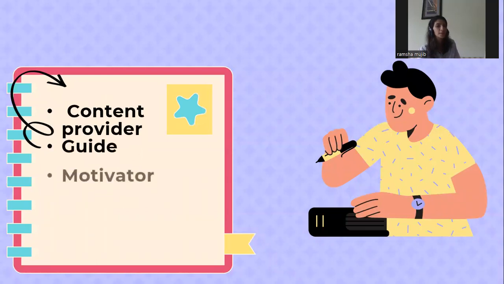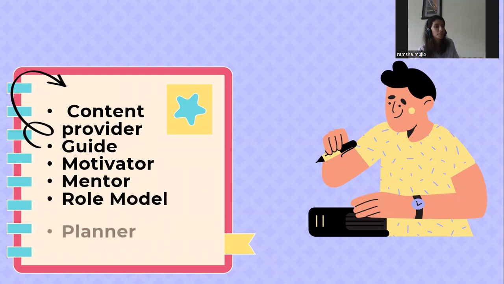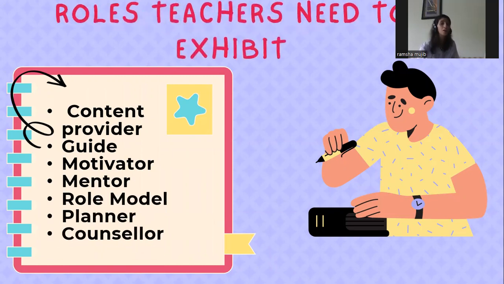So, what are the roles the teacher has to provide? You see, long time back were the days when the teacher was supposed to be only the content provider. Now a teacher has to exhibit different roles. The teacher is not only concerned with, okay, I'm only responsible for finishing the syllabus. I'm only responsible for making sure I've covered certain chapters before my exams. No, the teacher is not only responsible for just imparting knowledge, finishing the chapter, delivering the concepts.